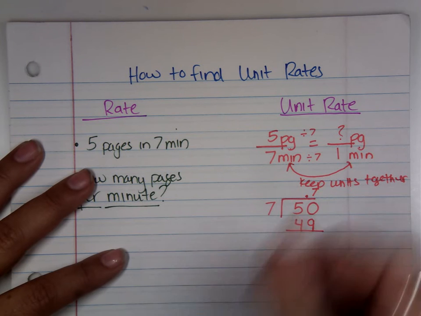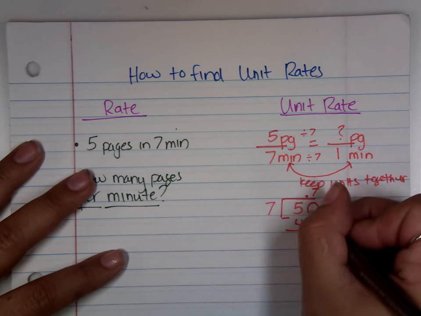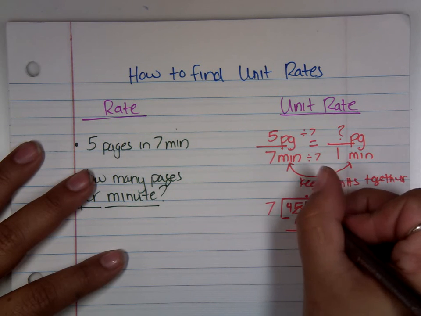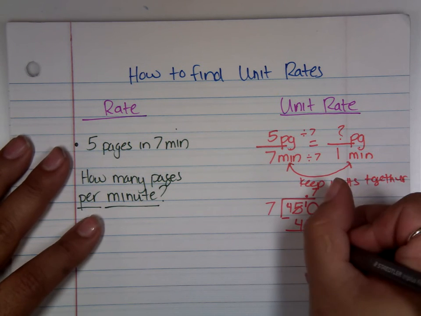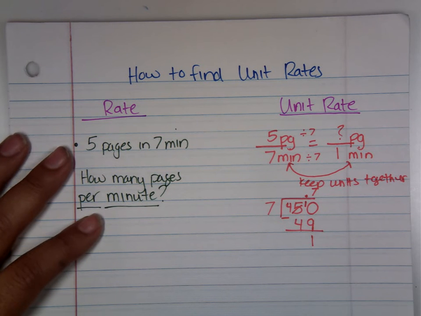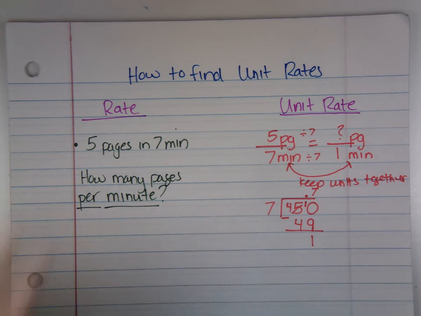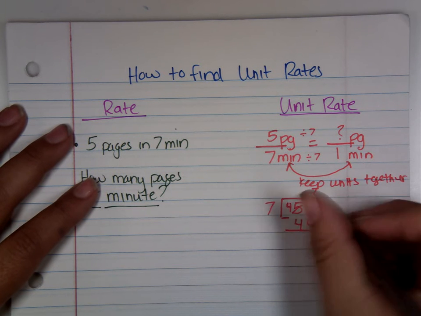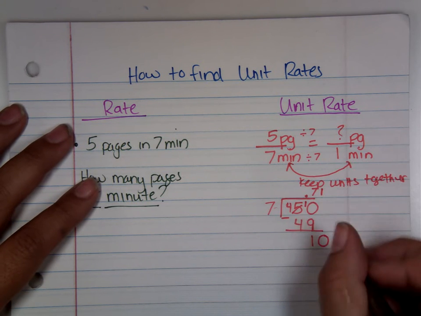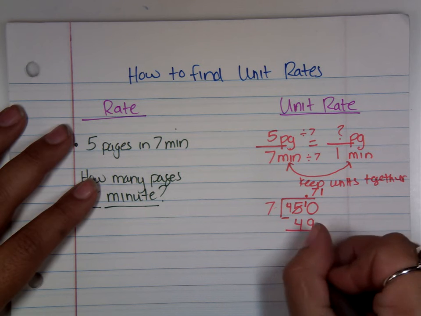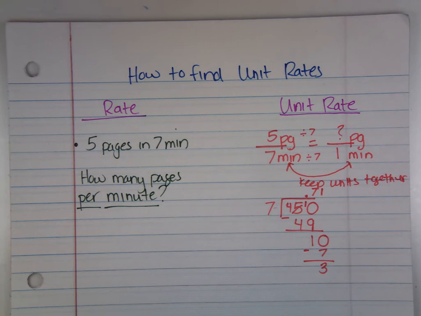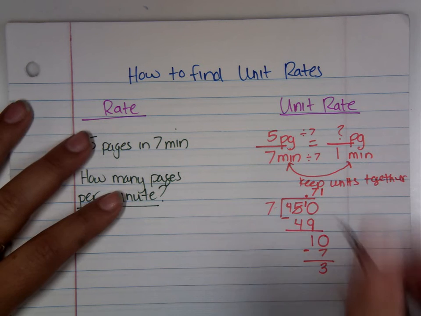Okay, I'll subtract these two. I have to borrow from my 5 because I can't take 9 from 0, so 5 becomes a 4. Borrow my 1, and 10 minus 9 is 1. Okay? I want another decimal place. So what do I have to do? Good, I'm going to add another 0. 7 goes into 10 one time, which is 7. I'm going to subtract, and I get a 3. Okay? We're just going to leave it here for now at 0.71.